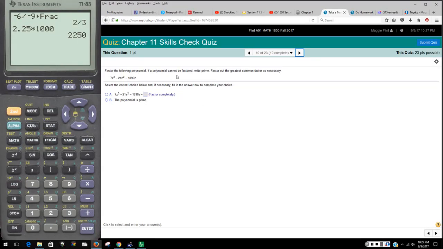Factor the following polynomial. If it can't be factored, say that it's prime. Factor out a greatest common factor as necessary. I know you know how to factor. I know you don't like to factor. But at times in calculus, it's going to be necessary that we remember how to factor. So we are going to factor this polynomial, which is 7x cubed minus 21x squared minus 1,890x.